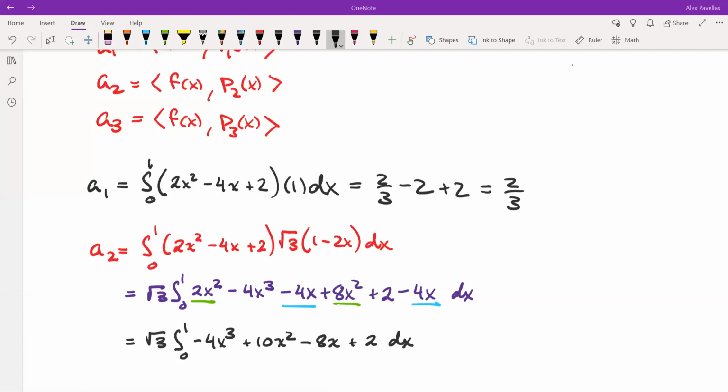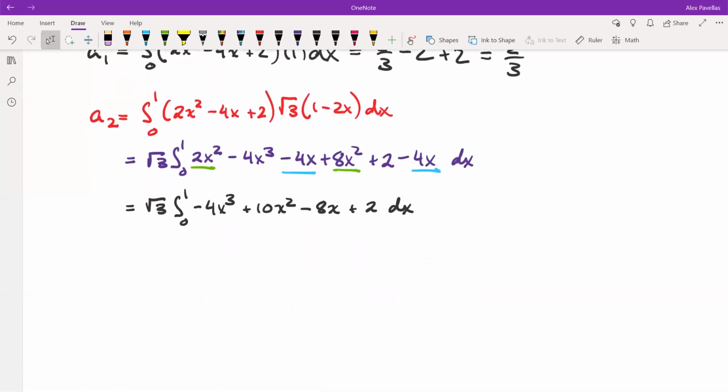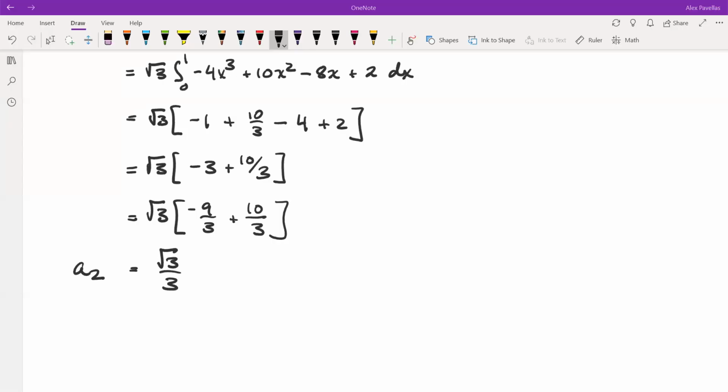All right, so I did that real quick, and so our integral simplifies down to this when we multiply everything out, just keeping the root 3 factored out there. And so let's evaluate this integral. So we'll get a root 3 times, so minus 4 times 1 to the 4th over 4, so minus 1. And then plus 10 times 1 cubed over 3, so 10 over 3. And then minus 8 times a half, so 4. And then plus 2 times 1, so 2. And then we clean this up a little bit. And this whole thing simplifies down to A2 is root 3 over 3. Whew. All right. So almost there.